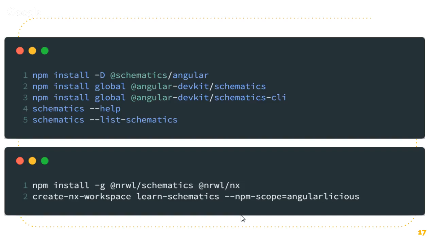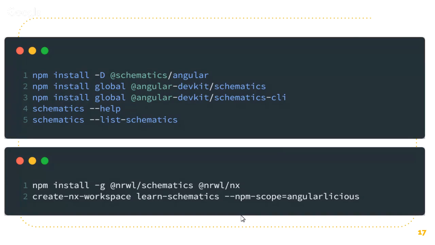So the first thing we need to do is install some global packages here. Number one, we'll install later when we're developing our custom schematics, because Schematics Angular has a bunch of utility functions that make that a lot easier, and that's a new thing that's available. But the items on lines 2 and 3 are global packages that we want to install from the Angular DevKit: Schematics and the Schematics CLI.